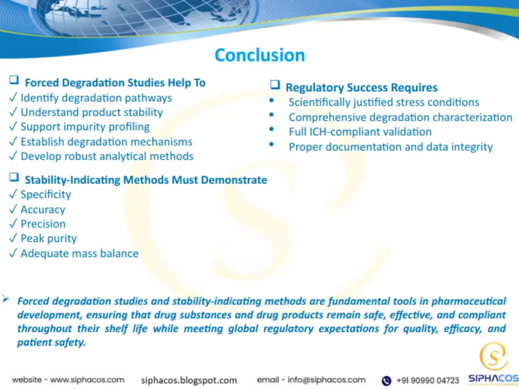In pharmaceutical development, forced degradation studies and stability indicating methods are essential. They help us ensure that drugs stay safe and effective throughout their shelf life. Meeting global regulations means we need scientifically justified stress conditions, thorough degradation analysis, and full validation that complies with ICH guidelines. These studies identify how a drug breaks down, support impurity profiling, and help us develop reliable analytical methods. Meanwhile, stability indicating methods must prove they're specific, accurate, precise, and capable of confirming purity and mass balance. This is how we achieve regulatory success.